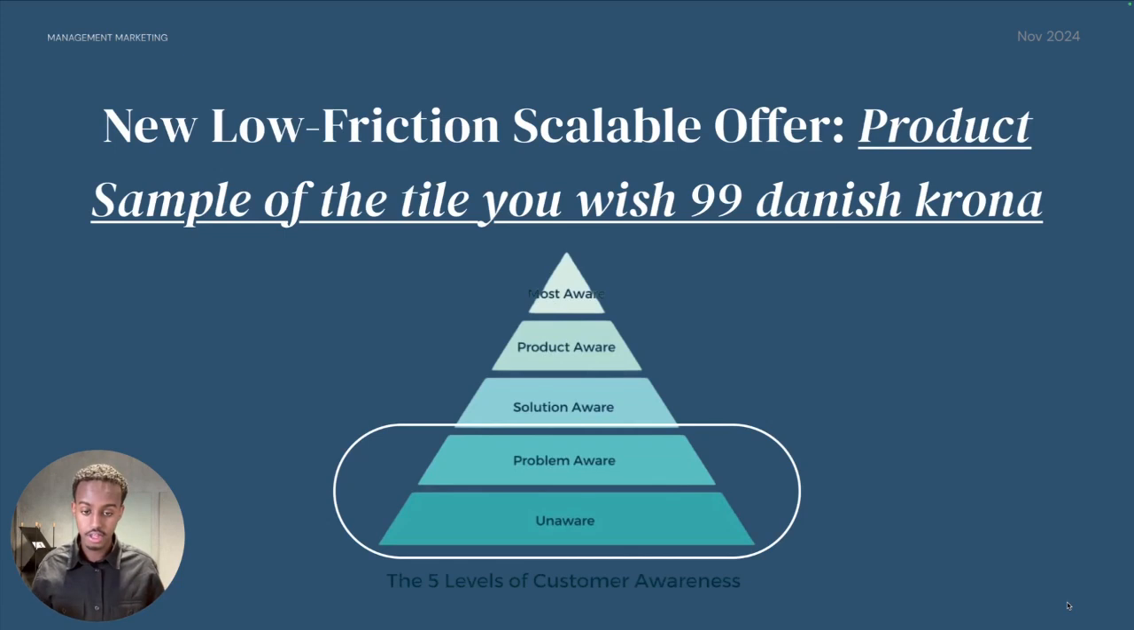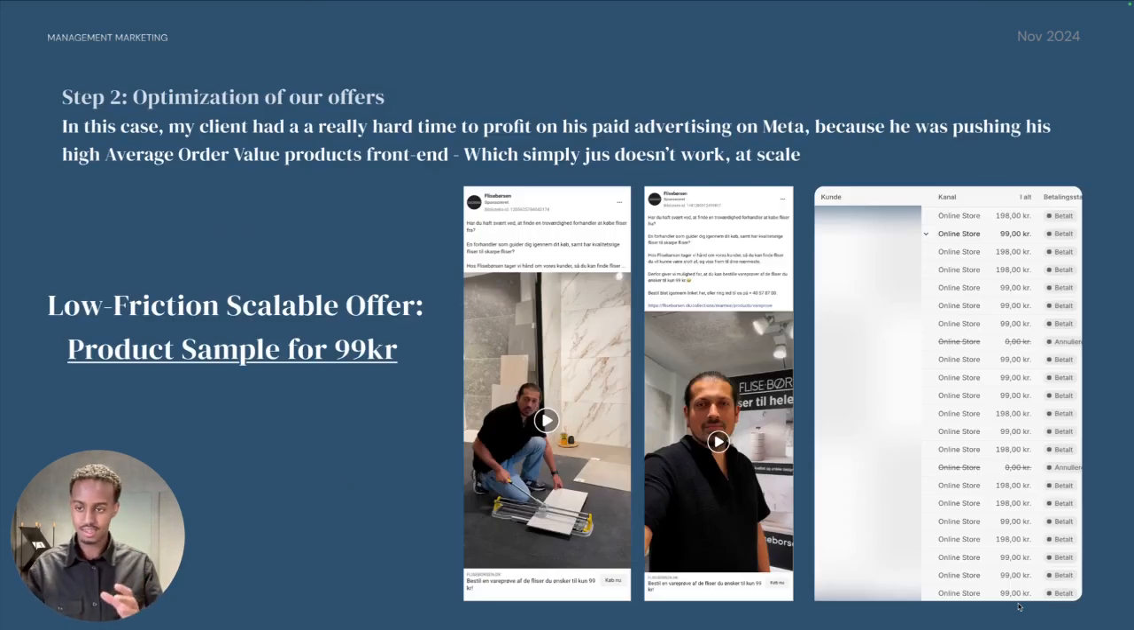Now, this product sample also made it a lot easier for us to acquire customers who are problem aware and unaware, because it's just such a low friction offer. For $15, you can get the specific tile that you wanted. That's also why we could revamp his advertising efforts and quite quickly already scale his budget 3x while remaining profitable.